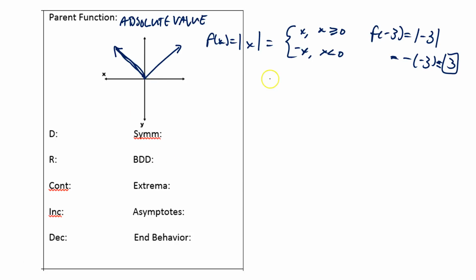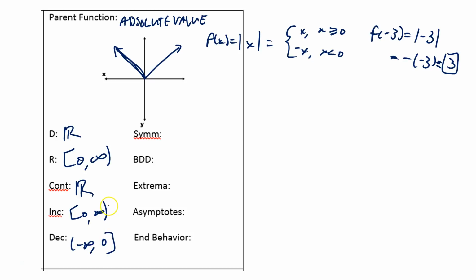I don't know. Anyway, so domain of this guy, all real numbers. You can take the absolute value of anything you want. The range, only positives, which makes sense because absolute value only gives you out positive numbers. Continuous everywhere on its domain, increasing from 0 to infinity, decreasing from negative infinity to 0. I guess we should have parentheses on those.